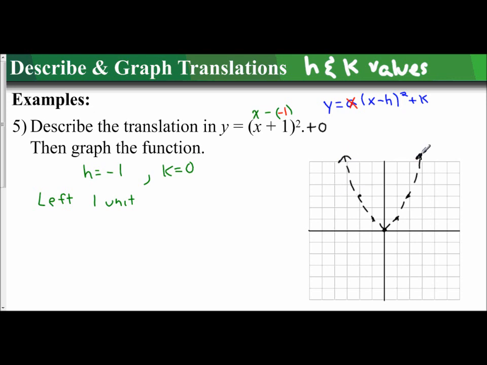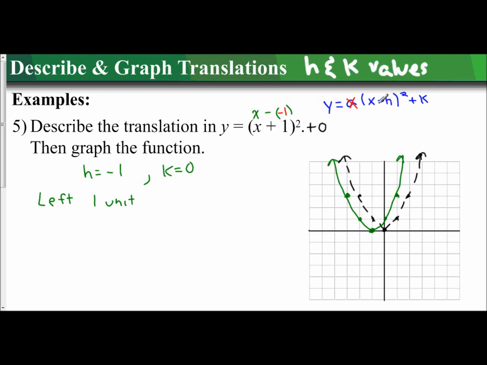Now, if we take a look at this one, we want to take this same graph and go to the left 1 unit. So I'm going to move this point left 1 unit, this point left 1 unit, this point left 1 unit, and this point left 1 unit. So every point moves left 1 unit. And so here is the graph of our translated quadratic. So when the h value is negative 1, you go to the left 1 unit.